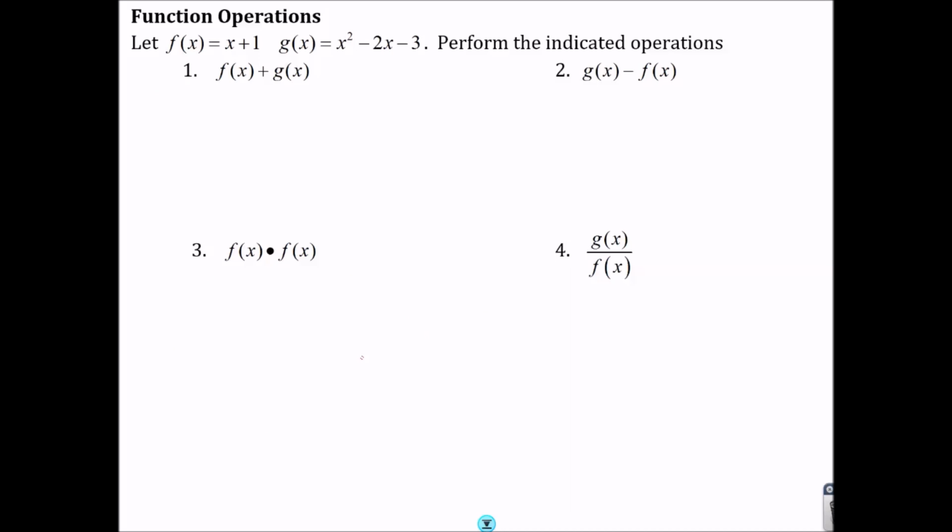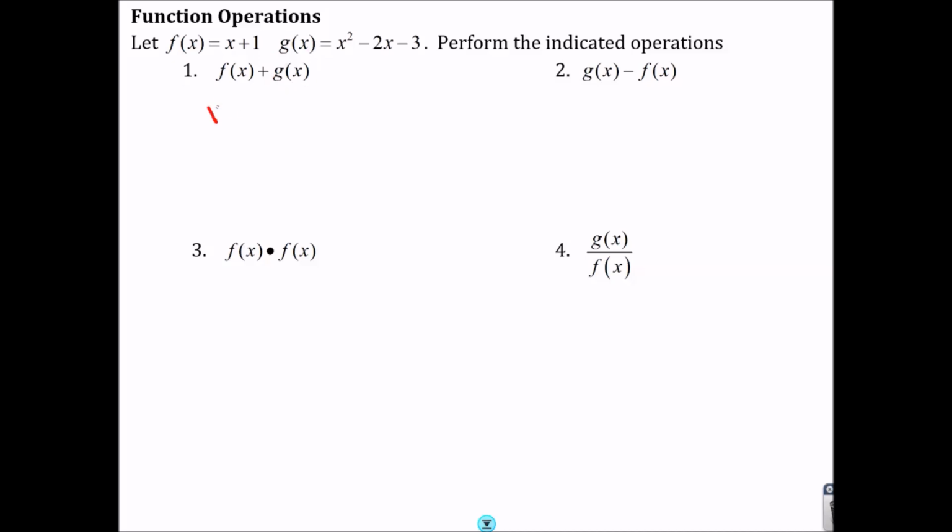Let's start with function operations. For these four problems, you will be using the two equations that are given at the top. f of x is going to be x plus 1, and g of x is going to be x squared minus 2x minus 3. We're going to add, subtract, multiply, and divide these functions. Question number 1 tells us to add f of x and g of x.